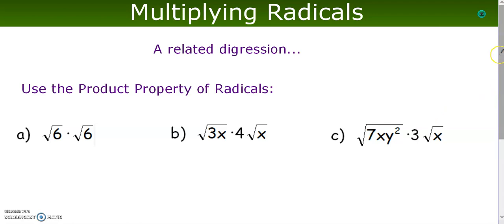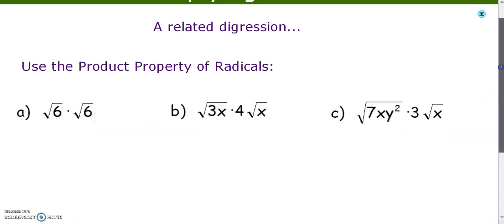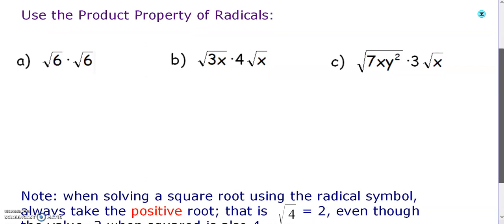So now let's take a look at using the product property rule and some variables. Remember that in the product property rule, we multiply like things. So if it's outside of the radical, we multiply it with other things outside the radical. If it's inside the radical, we multiply it with other things inside or underneath that radical sign. So if we were to take a look at 6 times 6 both in the radical, we'd end up with the square root of 36, which we can simplify to 6.